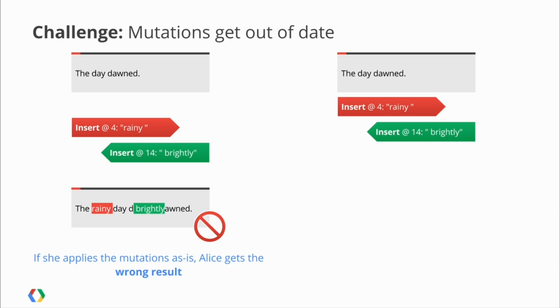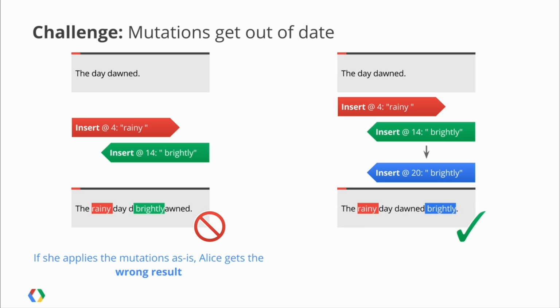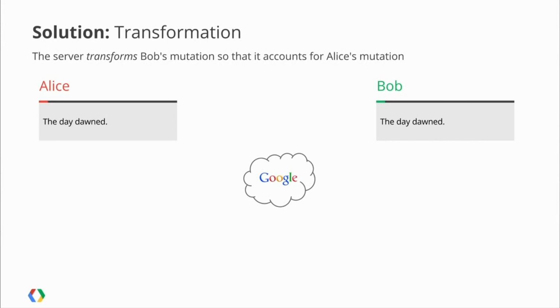What we really want to do is take these same mutations, but instead of applying Bob's mutation directly, we somehow fix Bob's mutation to shift it over to where it should have been and apply that. And when we do this, we get the correct result. Again, the key premise here is Alice needs to apply something that's been modified, not the exact same mutation that Bob applied. And the way we do this is through a process we call transformation.